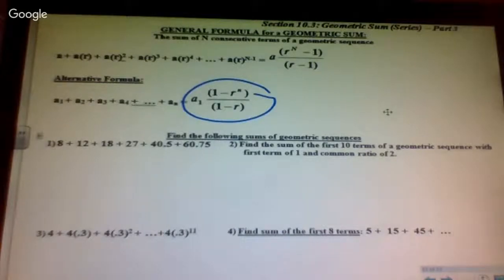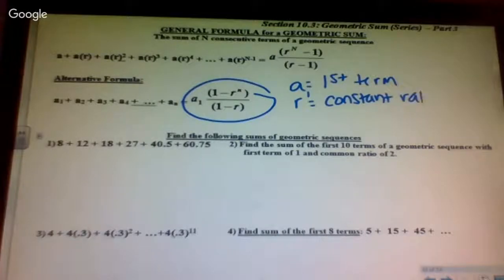A sub 1 is still your first term, just like in arithmetic. What does R represent? Your constant rate, or constant ratio, however you want to describe it. And N is the number of terms. Just like we got a new formula with arithmetic where it would take all your numbers and add them together, that's what this one does for geometric.